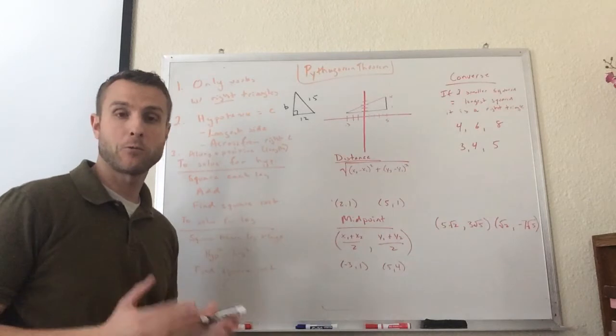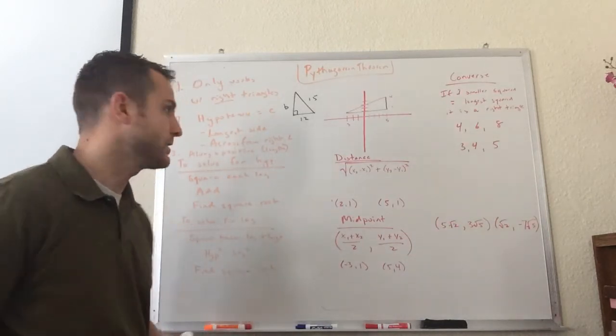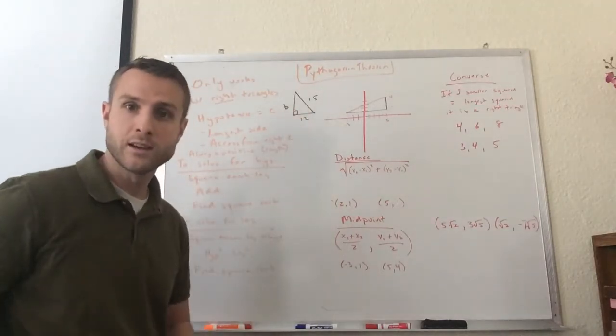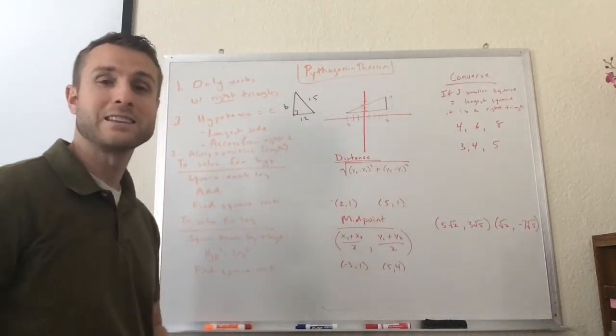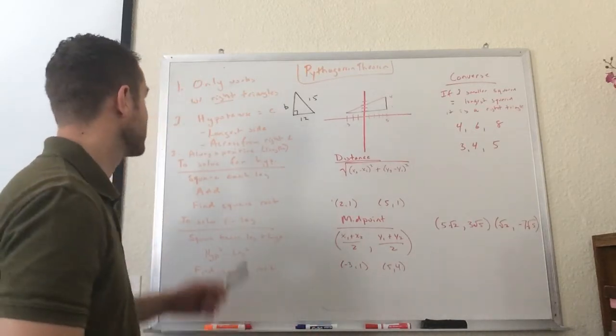So remember, a right triangle is a triangle with a right angle. A right angle is an angle of 90 degrees. Normally that will be shown by a little box in one of the corners. That will show that it's a right triangle. If it's not a right triangle, this does not work. So this only works with right triangles.